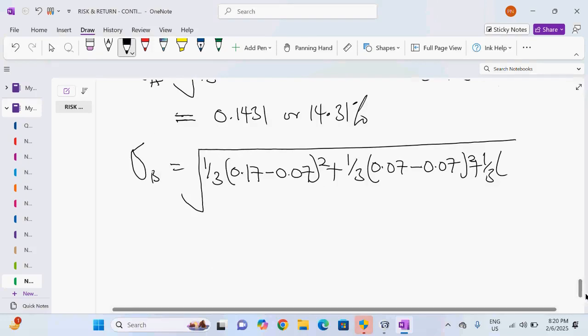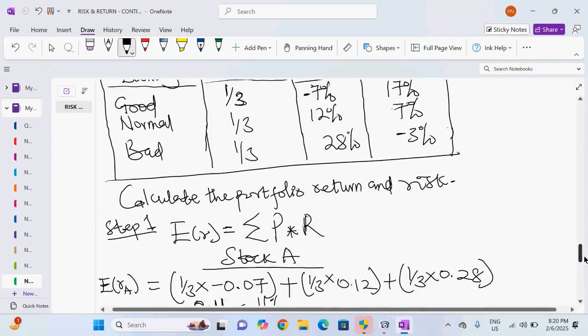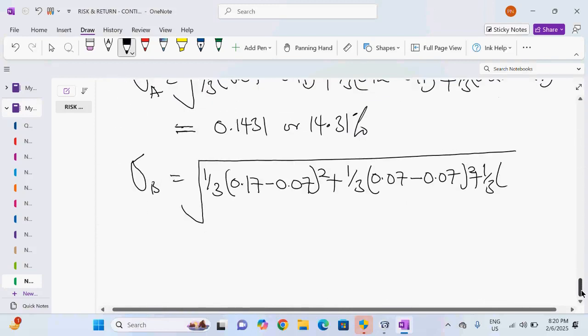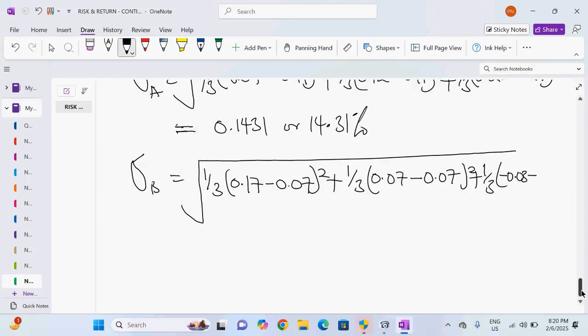What is the return for bad under stock B? Minus 3%. Minus 0.03 minus 0.07.